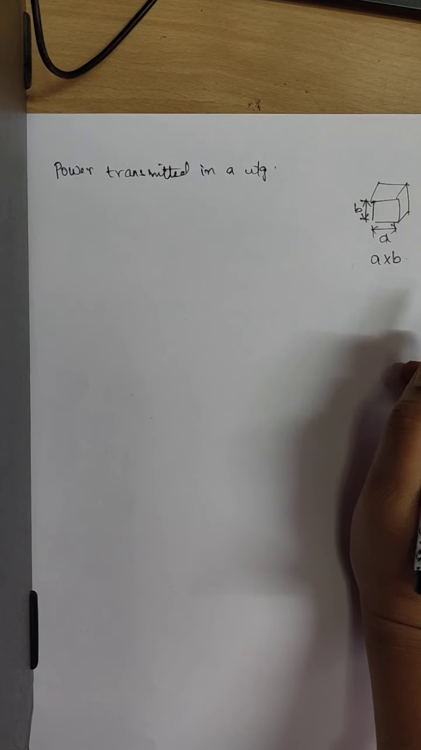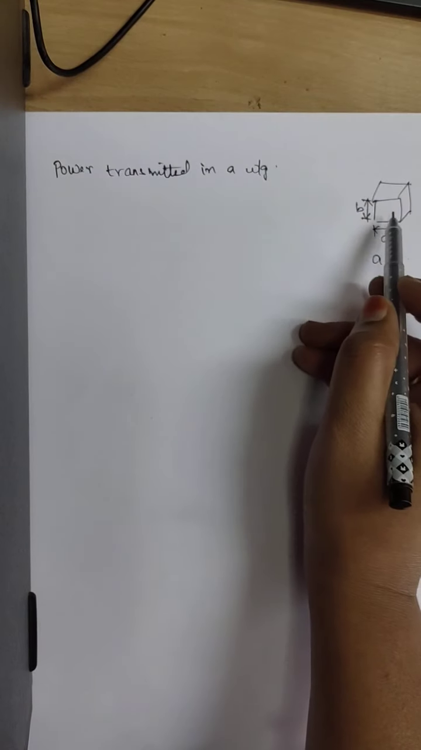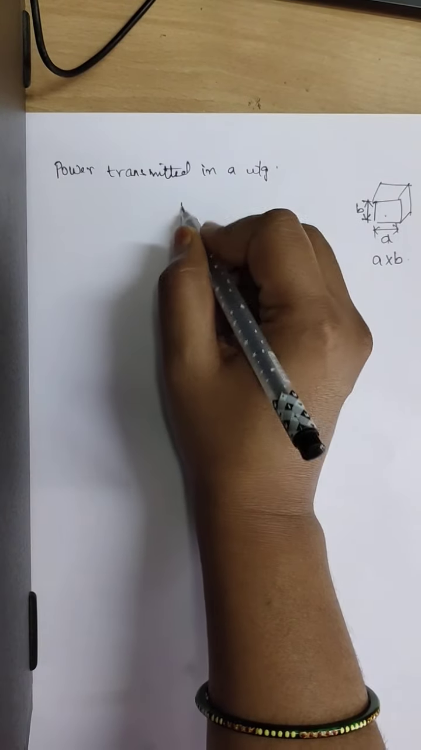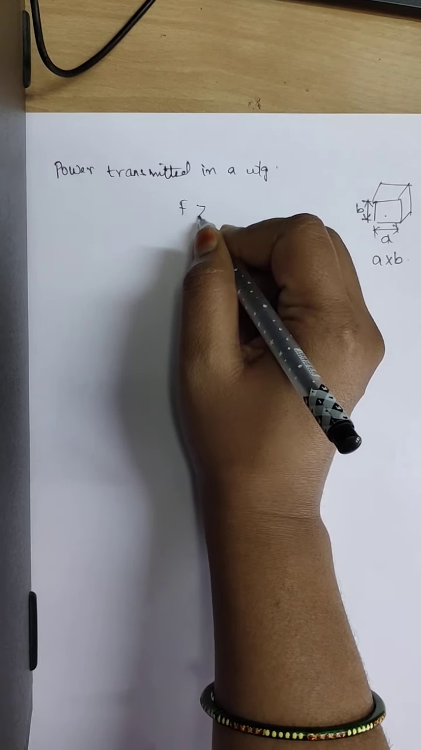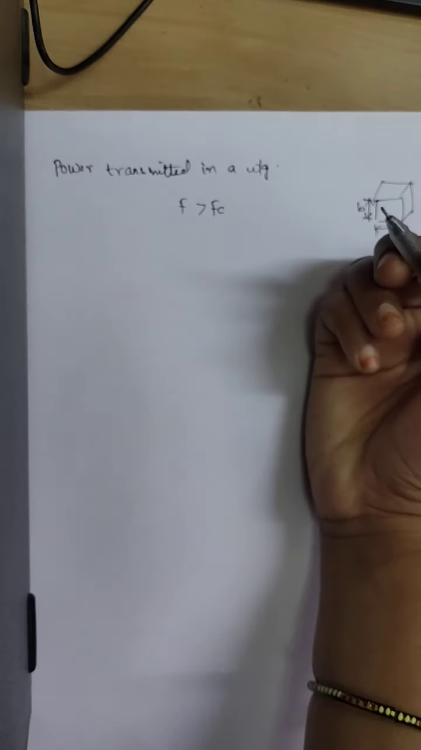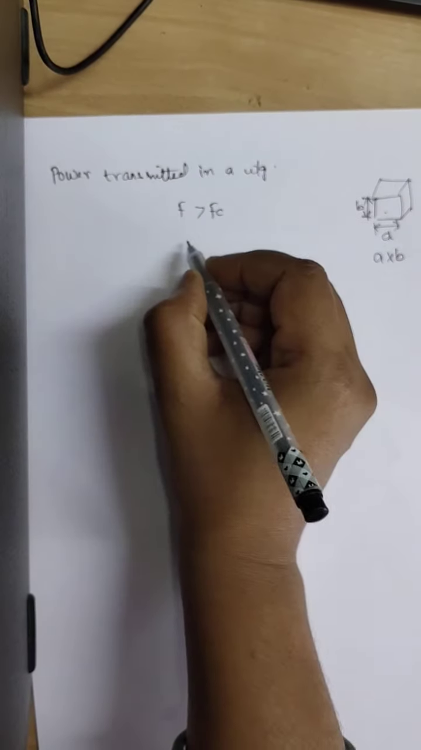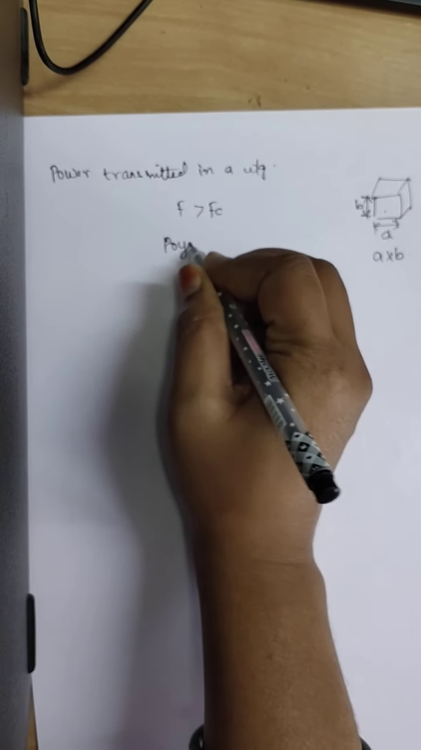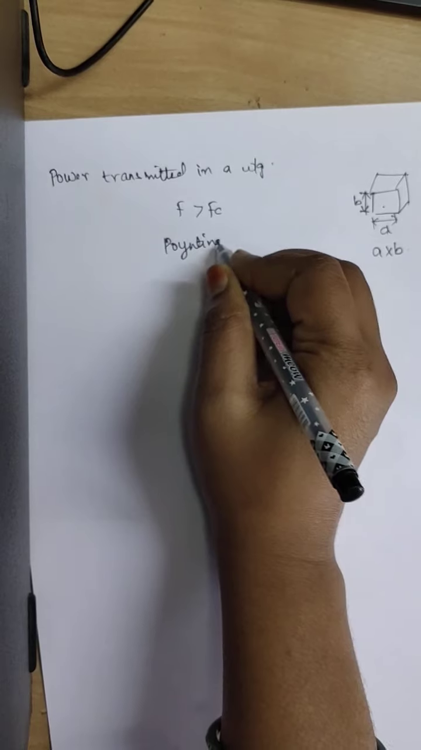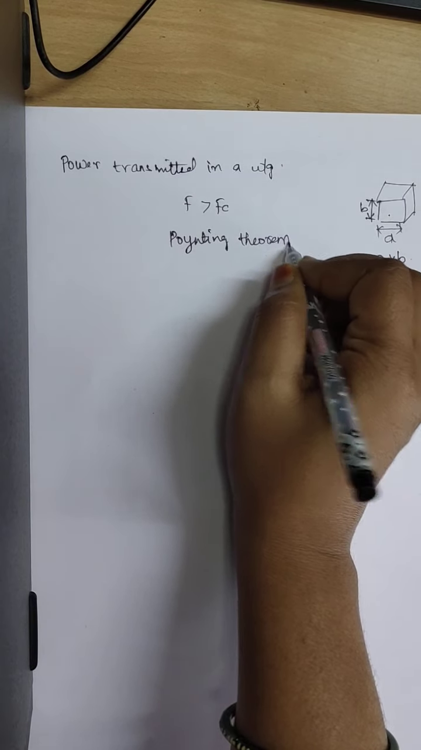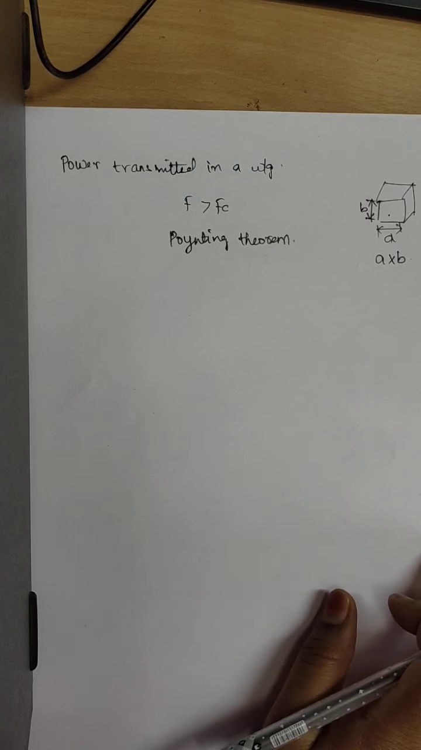So the power transmitted, or the power flowing inside a waveguide operating at a frequency greater than the cutoff frequency, can be calculated by means of the complex Poynting theorem.